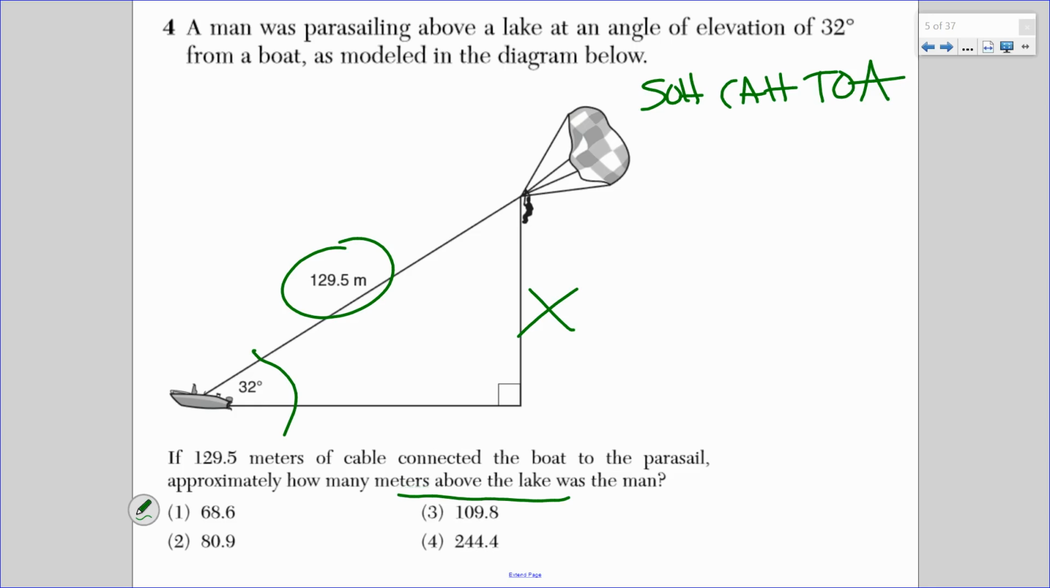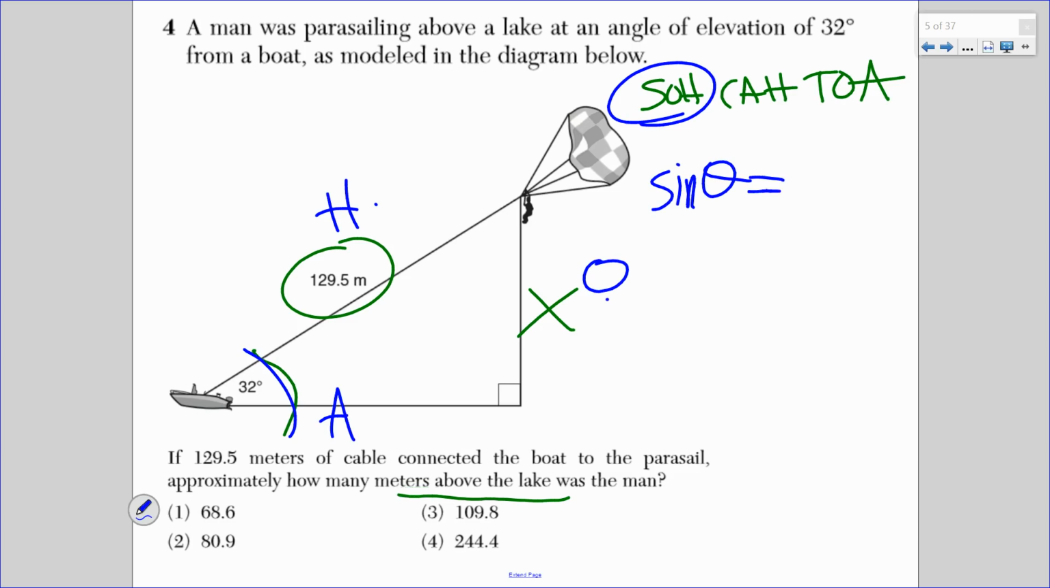It's very important. So, I'm going to label my A, my O, and my H. I start with my H. That's my hypotenuse. My angle always connects my H to my A. My opposite is opposite. Out of A, O, and H, which two are involved? O, H, sine. Sine of theta equals opposite over hypotenuse. Theta in this example is 32. Opposite is x. Hypotenuse is 129.5. Cross multiply. Since I'm finding the side, I like to type sine of 32 into the calculator and get a decimal. You don't have to do that. You could just cross multiply and solve now.